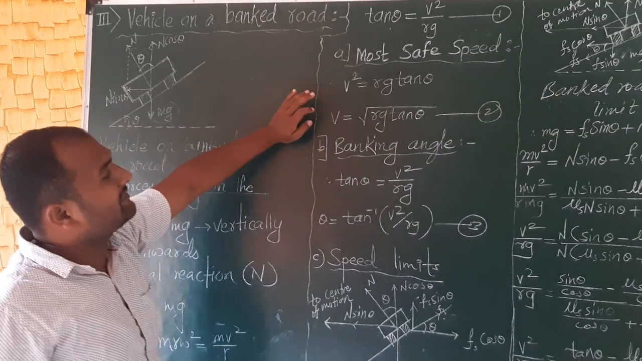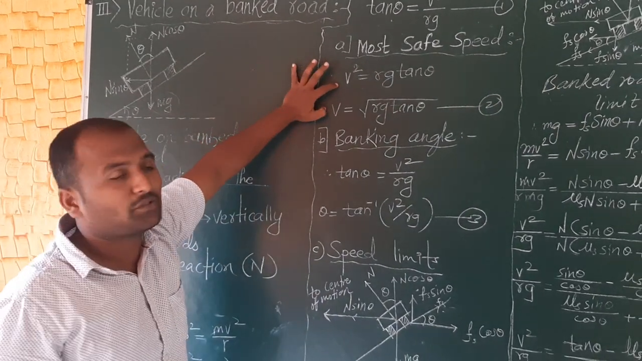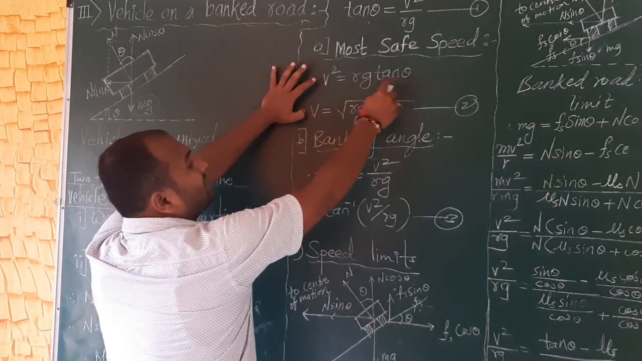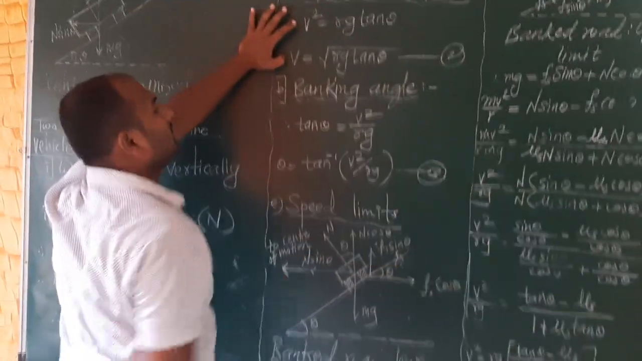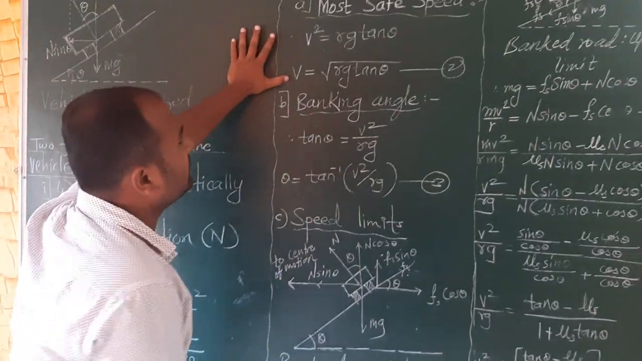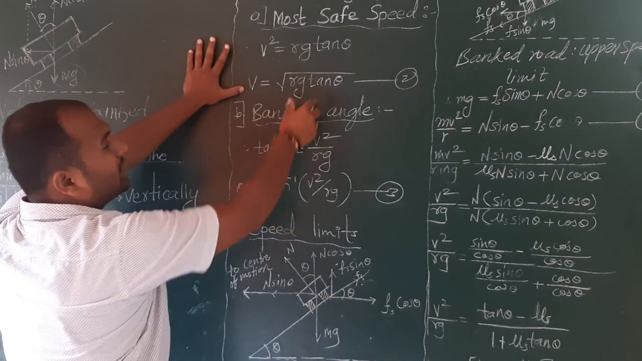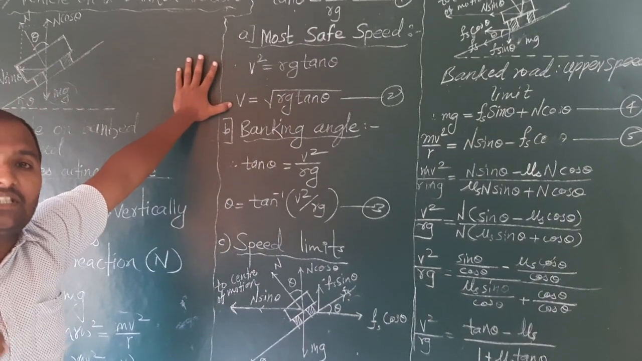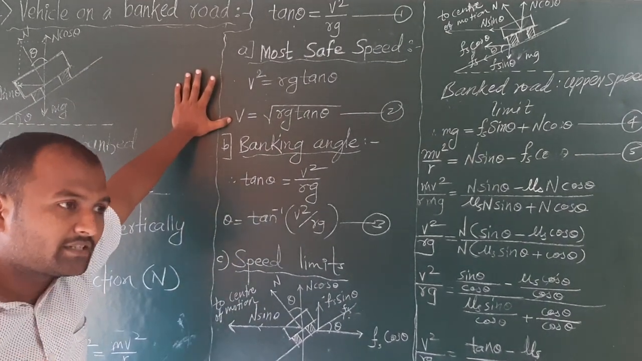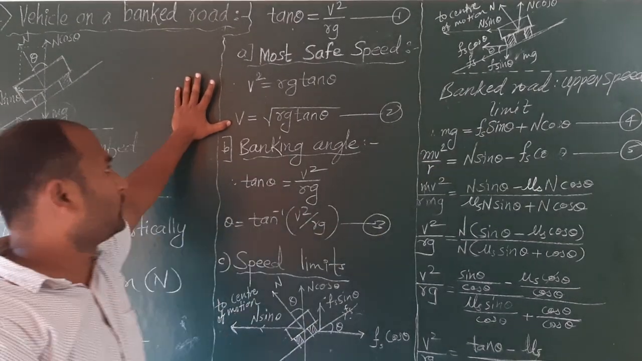So therefore, taking square root on both sides, v square is... square root काय येणार v आणि rg tan theta चा square root, under root rg tan theta. So therefore v is equal to under root rg tan theta, which is the maximum safe speed of that vehicle which is moving on a banked road surface.